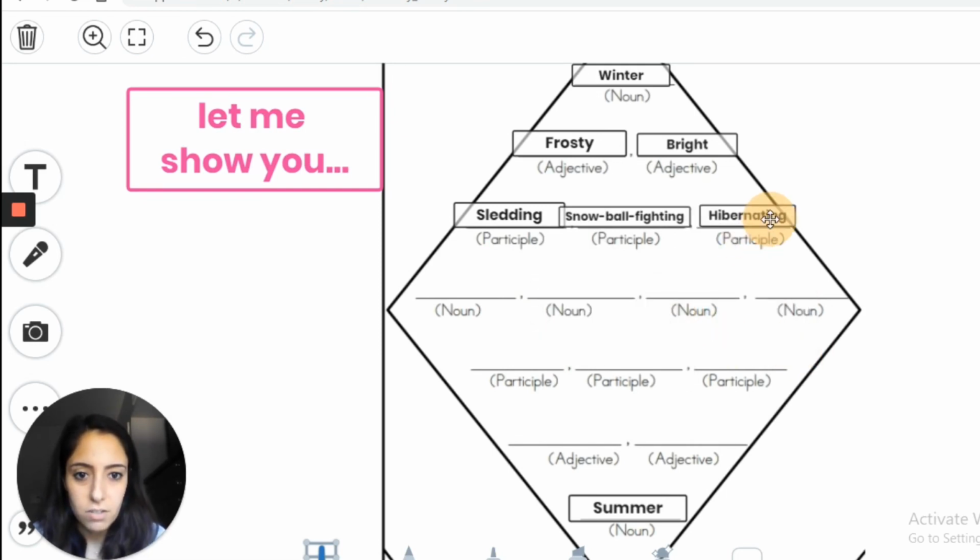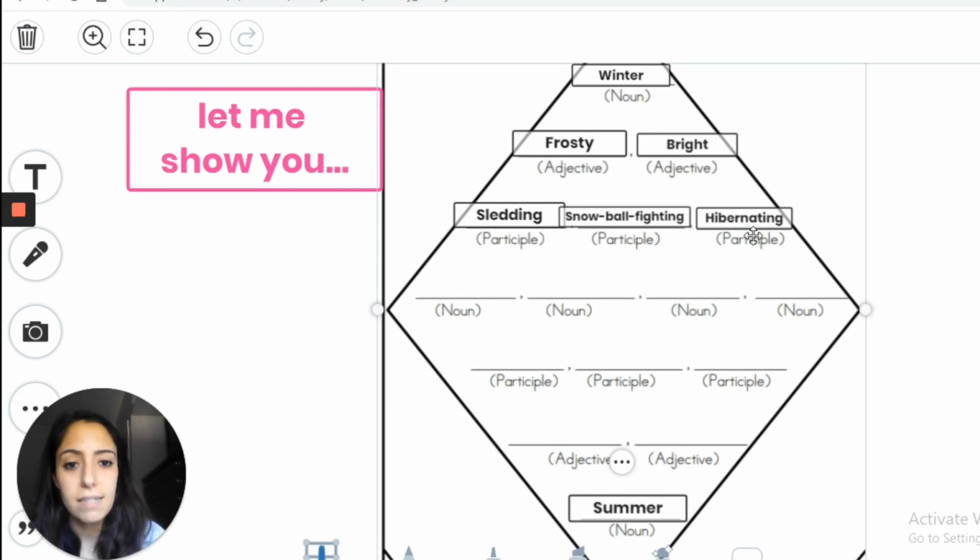And now it's always good to check. So let's just pause here. I want to check what I have so far and see if it makes sense, right? So winter, frosty, bright, sledding, snowball fighting, hibernating. Good. Remember, if I wanted to put bright right here, that wouldn't work because here we need participles. I need a verb that ends in an ing. And bright is an adjective. So if I put an adjective here or even a noun or anything else besides a participle, I wouldn't be writing a good Diamante because it would not follow the rules, right? So make sure that you're really paying attention and following the rules.